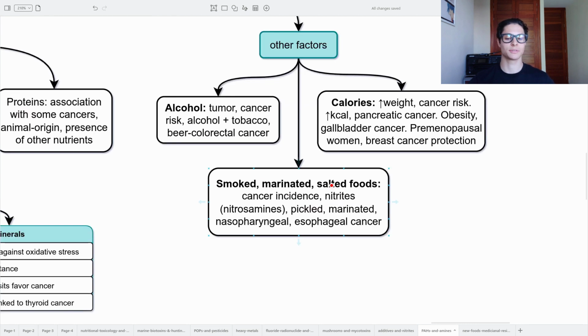Smoked, marinated, and salted foods have been associated with cancer incidence. And this is because of nitrates, which indeed can cause nitrosamines, but also pickled and marinated foods are all associated with some type of cancer. For example, nasopharyngeal and esophageal.